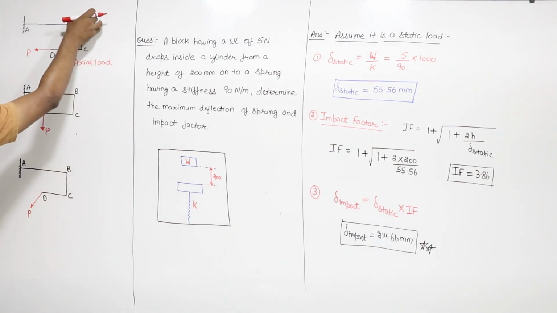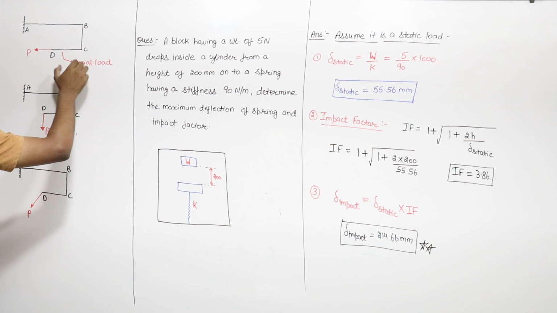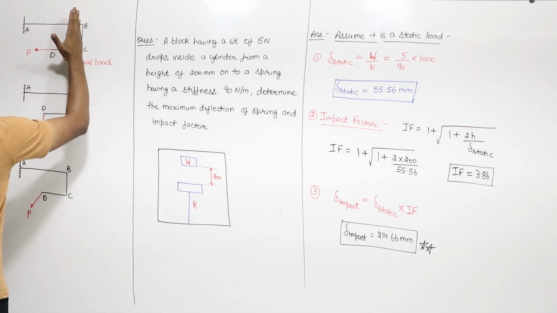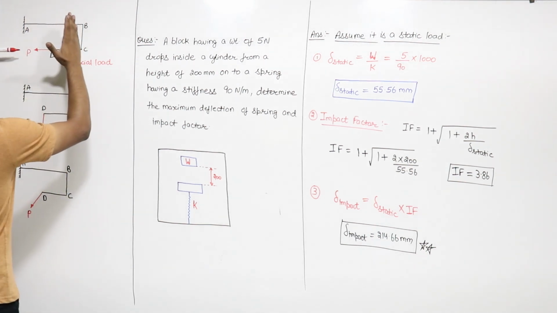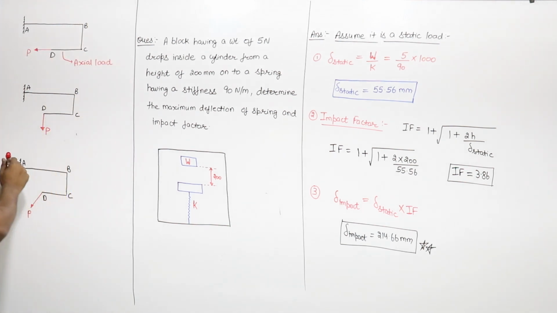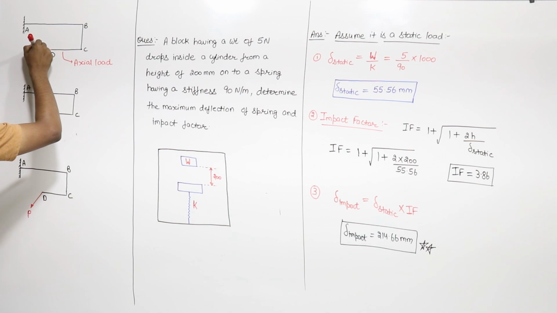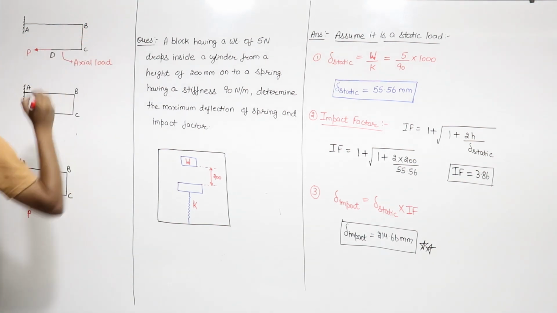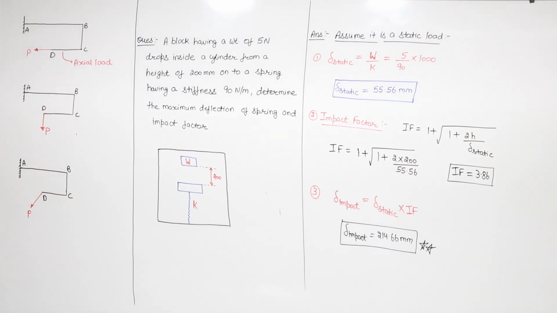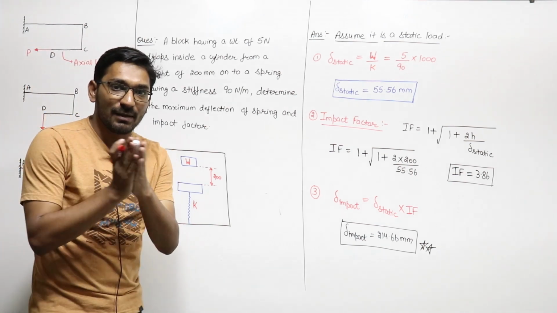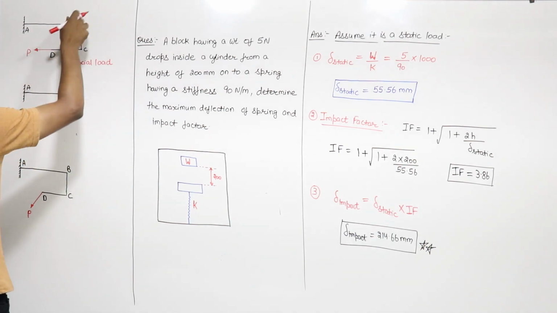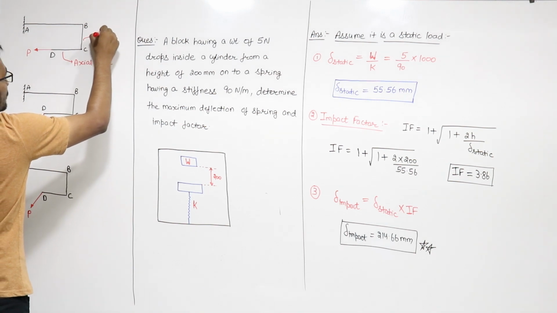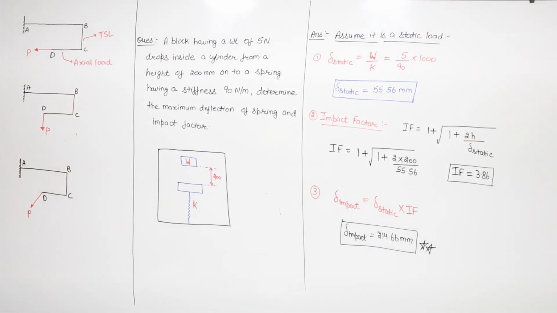Now for the member BC, the beam is like this. This is the longitudinal axis. This load P is perpendicular to the longitudinal axis, and it is passing through the longitudinal axis. The line of action of force P is passing through the longitudinal axis and it is perpendicular to it. The load which is perpendicular to the longitudinal axis and passes through it is known as the transverse shear load. So this P for the member BC is a transverse shear load.